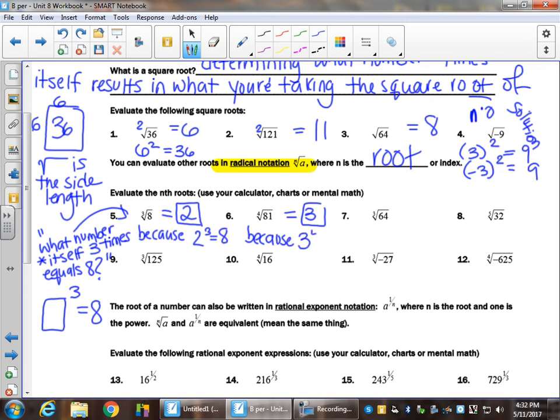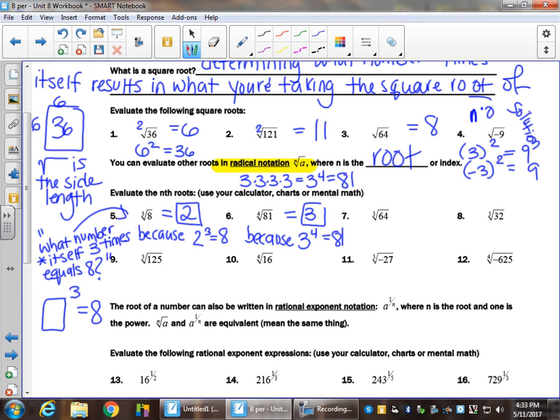Because 3 to the fourth equals 81. 3 times 3 is 9, times 3 is 27, times 3 is 81. The fourth root of 81 is 3.